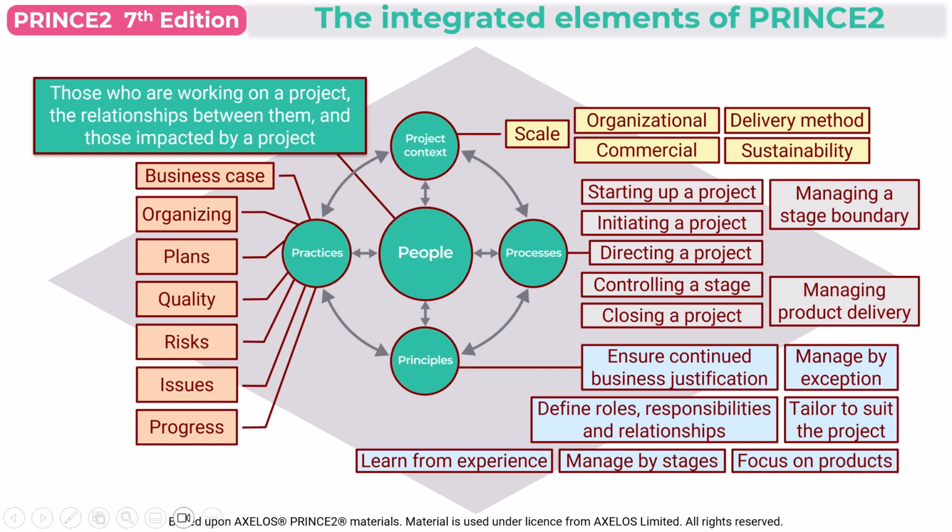Then you have the 7 principles. Again, if you're familiar with previous editions of PRINCE2, there won't be much that has changed here apart from the odd wording. Ensure continued business justification, manage by exception, and so on. All 7 of them. And over here on the left, the practices, which used to be called themes, there are 7 of these. Again, if you're familiar with previous versions of PRINCE2, you'll see that there's a new practice there called organizing, and that what used to be called change is now more correctly called issues.